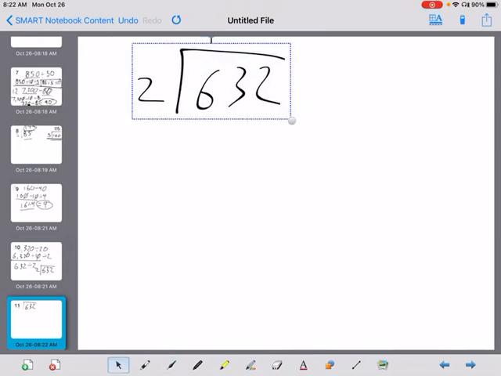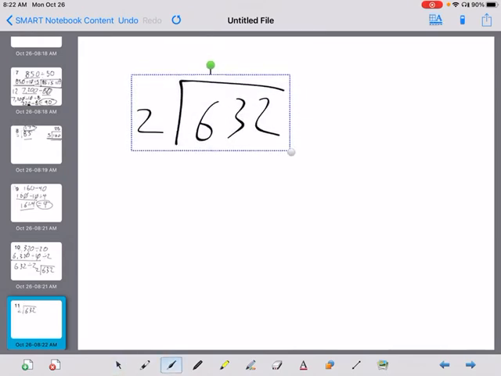And let me see if I can drag that down a little bit. 2 goes into, oops. There we go. Whoops. To erase some of that.